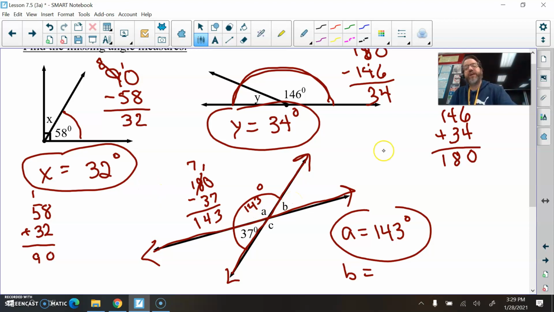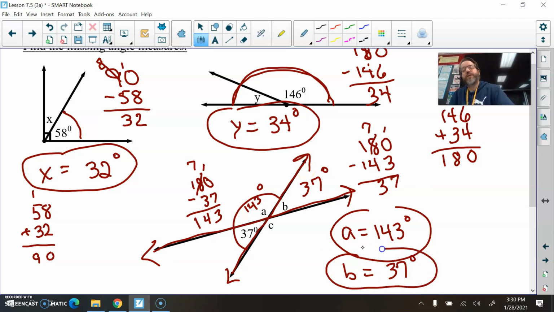Now, if I take 180 and I subtract 143, isn't that just going to give me 37? Take a look here. This becomes 7. Make this 10. 10 minus 3 is 7. 7 minus 4 is 3. 1 minus 1 is 0. So angle B is 37 degrees.